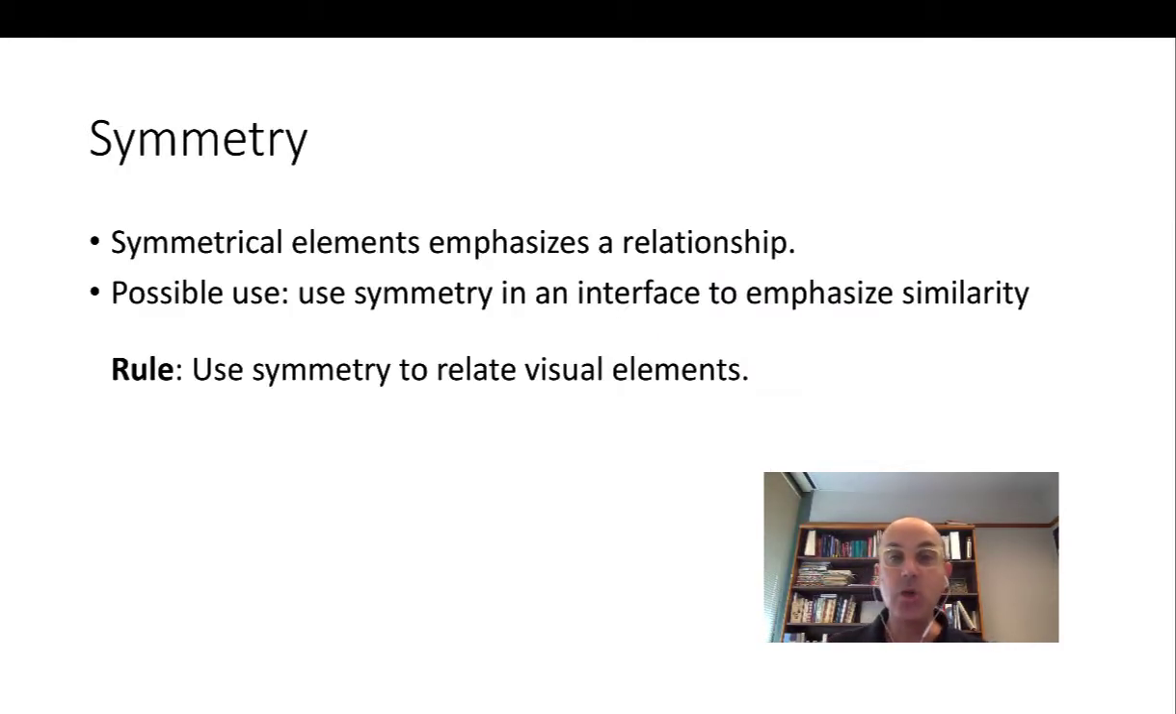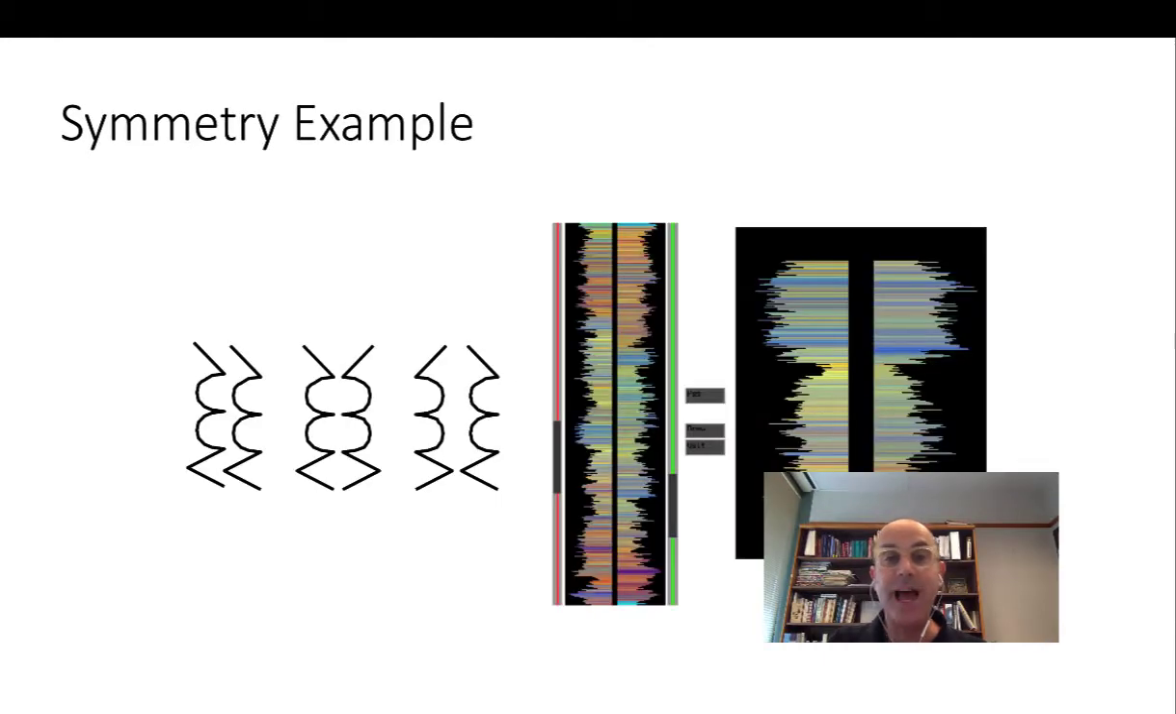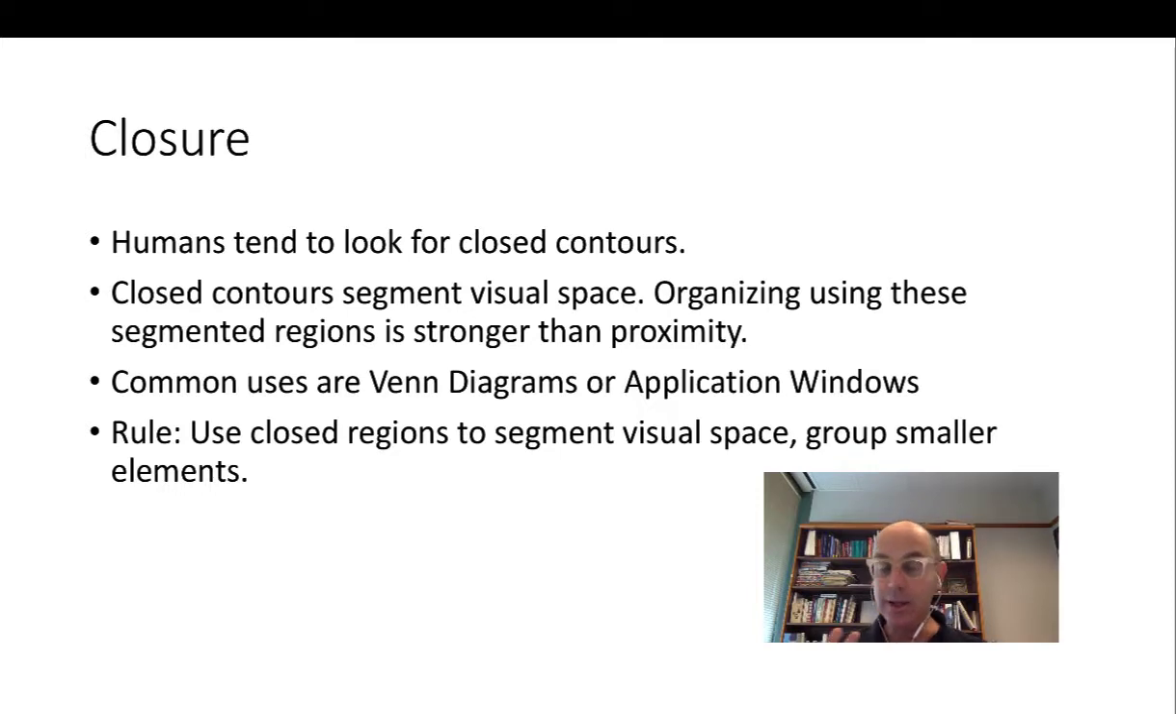Another way for us to emphasize the relationship between the design elements is the idea of showing one versus the other. Showing similarity or differences will help the user, at the end of the day, to understand our visual display. Closure is another way for us to do that.